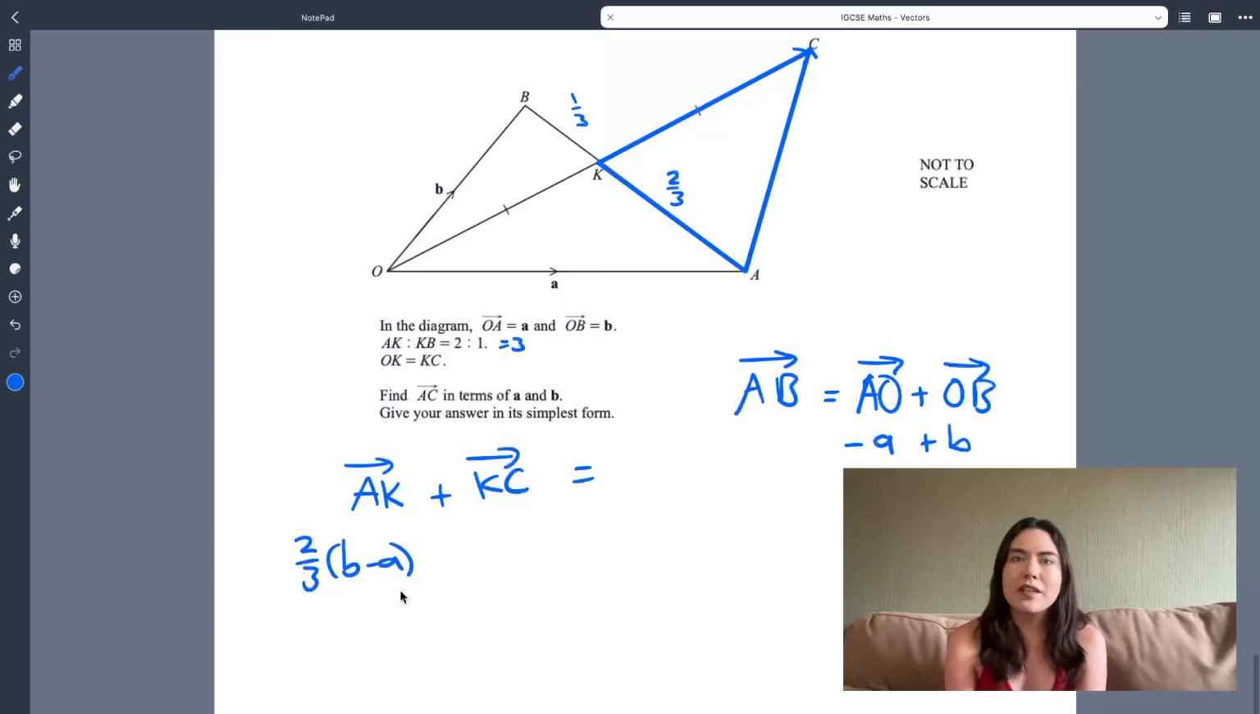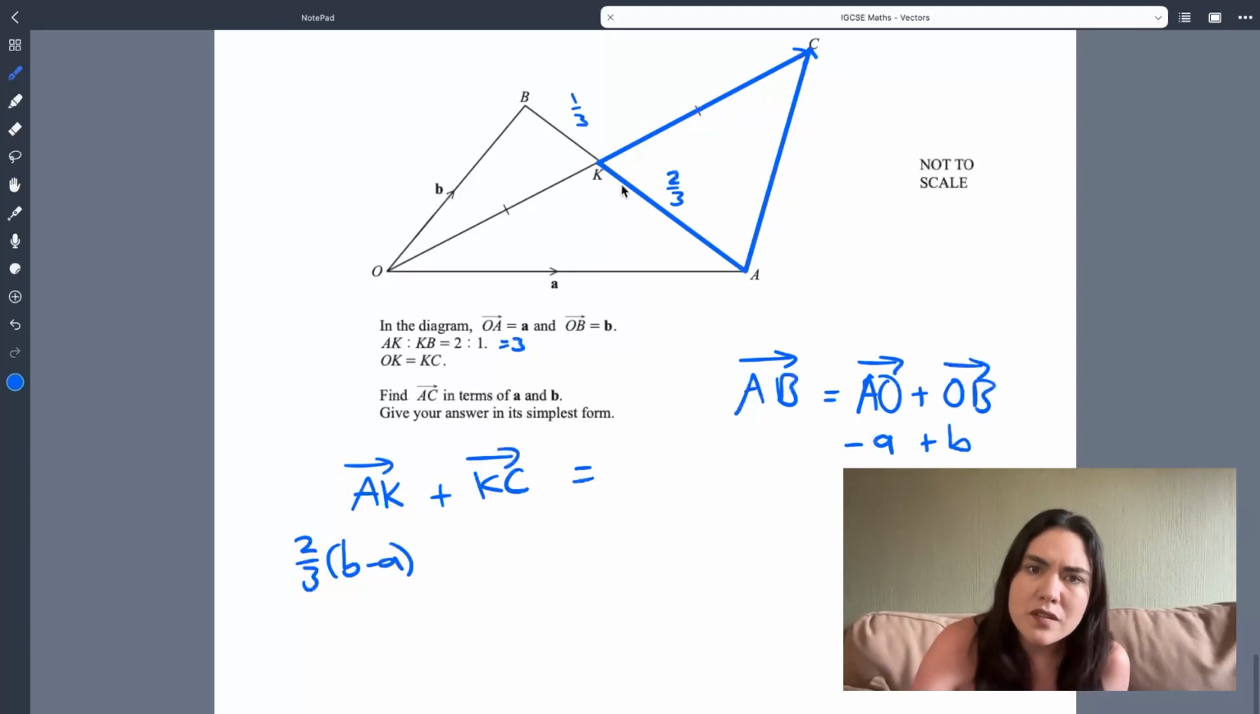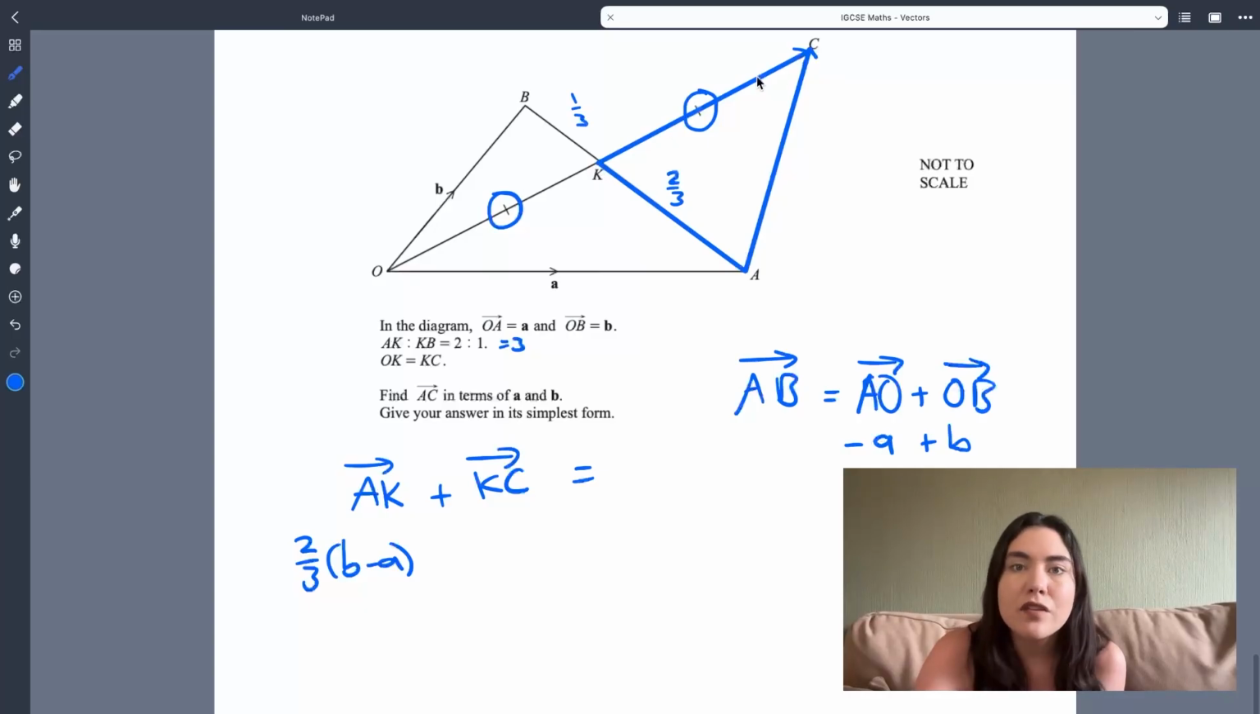Now we need to figure out what K to C is. In order to figure that out, we need to have noticed these 2 lines. If you don't know what that means, it means those lines are equal. They have the same value. So we're not actually going to figure out K to C. We're going to figure out O to K, and because they're the same length, they're the same value. So let's figure out what O to K is. I'm going to do it up here so you can see. O to K is going from O to B and B to K, or O to A and A to K. We already know what A to K is, so I'm going to go this way around: O to A plus A to K.